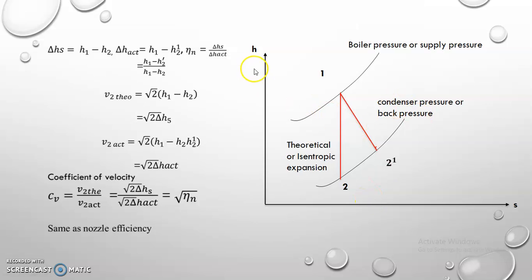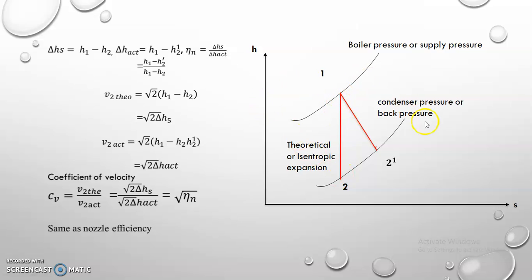Based upon this figure, the y-axis is the enthalpy and the x-axis is the entropy. Here P1 is the initial pressure and P2 is the condenser pressure or back pressure. Process 1 to 2 is the theoretical isentropic expansion process, and process 1 to 2 dash is the actual process. Theoretically, the isentropic expansion happens from pressure P1 to P2.